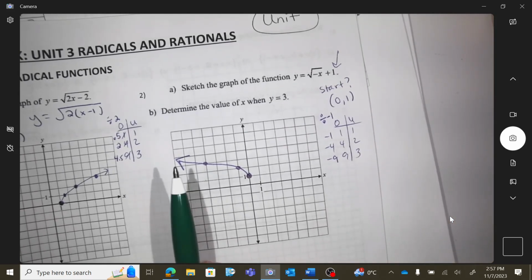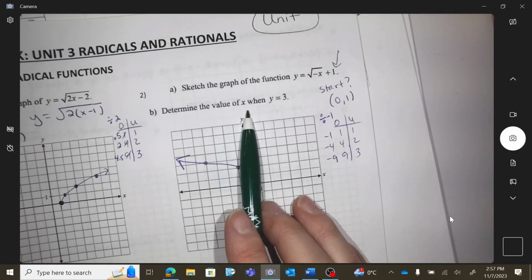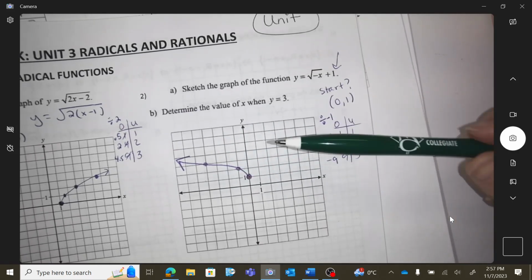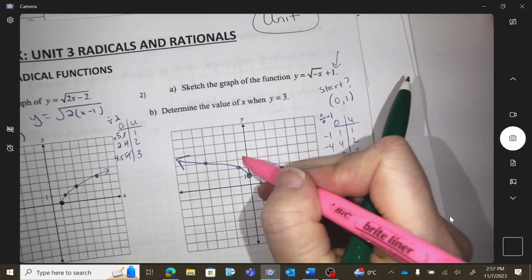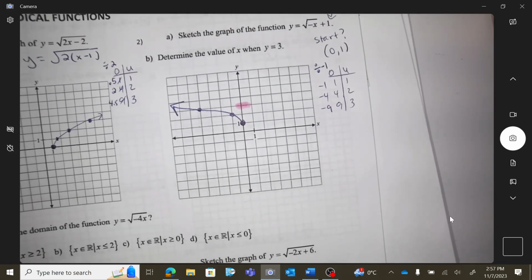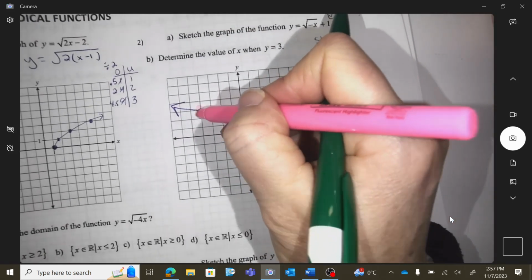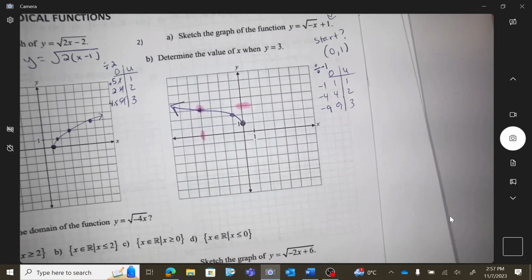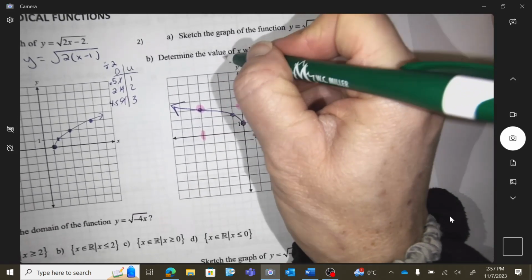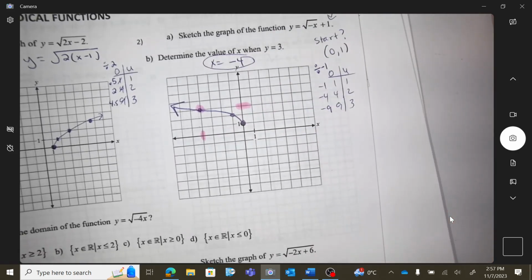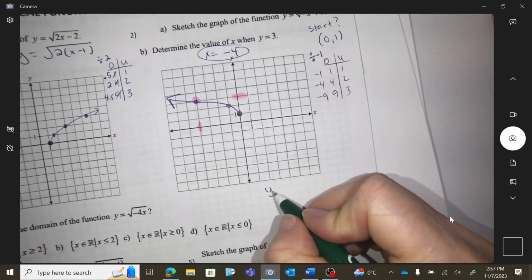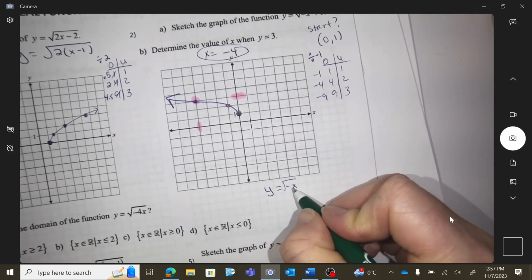Okay. And then B says, what's the value of x when y equals 3? So 1, 2, 3. A height of 3 is right there. So what is the matching x value? What is that x value? -4, right? Okay. You could also do that with algebra, right?